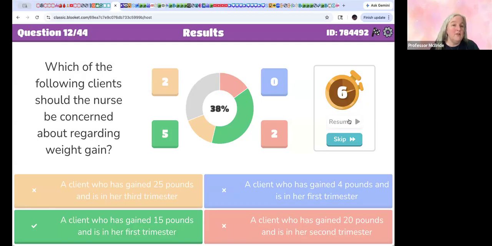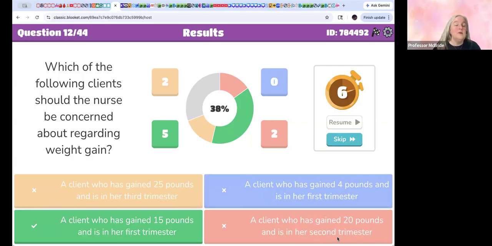You are correct that 25 to 35 pounds is the ideal weight gain over the course of the pregnancy. And so usually they gain about a half a pound to a pound a week after that first trimester. This client has gained 15 pounds in her first trimester, so we really need to figure out why that's happening. That's concerning. The other options: a client who has gained 25 pounds and is in her third trimester, that's good, right? A client who has gained 4 pounds and is in her first trimester, that's okay. A client who has gained 20 pounds and is in her second trimester is still okay. We're still in those ranges.